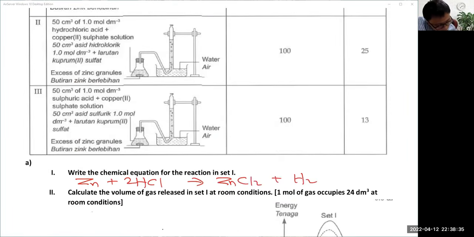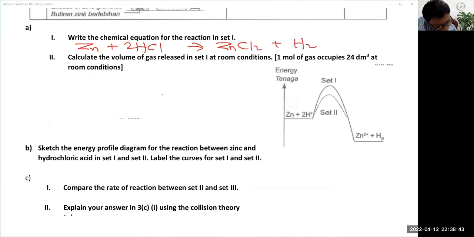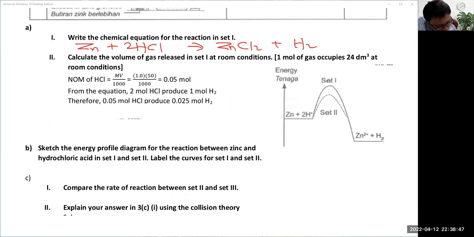Calculate the volume released at set 1. We check set 1 here, we have this M and V. So use MV over 1000, I get 0.05. Then the ratio is 2 to 1, so the 0.05 becomes 0.025. Then from there, I'm able to calculate my volume, which is 60 dm3.